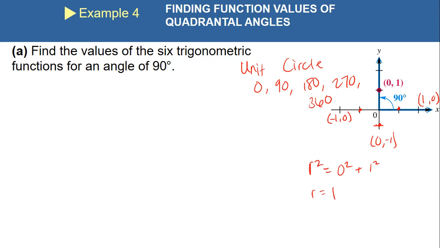It's just going around with 1, 0, 0, negative 1, and it just keeps going, right? So the R is, no matter what, going to be 1. Easy enough? All right.